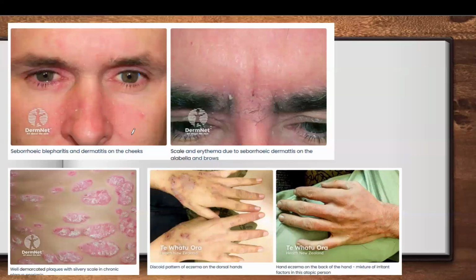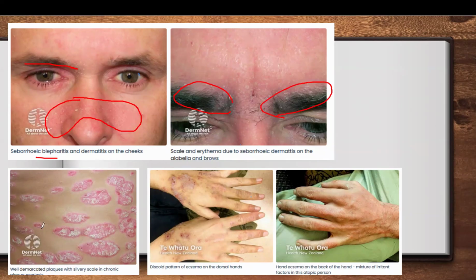This is the picture of the other options that we have. You can see seborrheic dermatitis. You can see the flakes here on the eyebrows and also on the face. They present with a very flaky, dandruff sort of appearance. Again, this is seborrheic dermatitis. You can see the flakes near the hair follicles. This is psoriasis, a very distinct lesion. You cannot miss this diagnosis. This is psoriasis, and this is eczema. Discoid pattern of eczema, hand eczema.